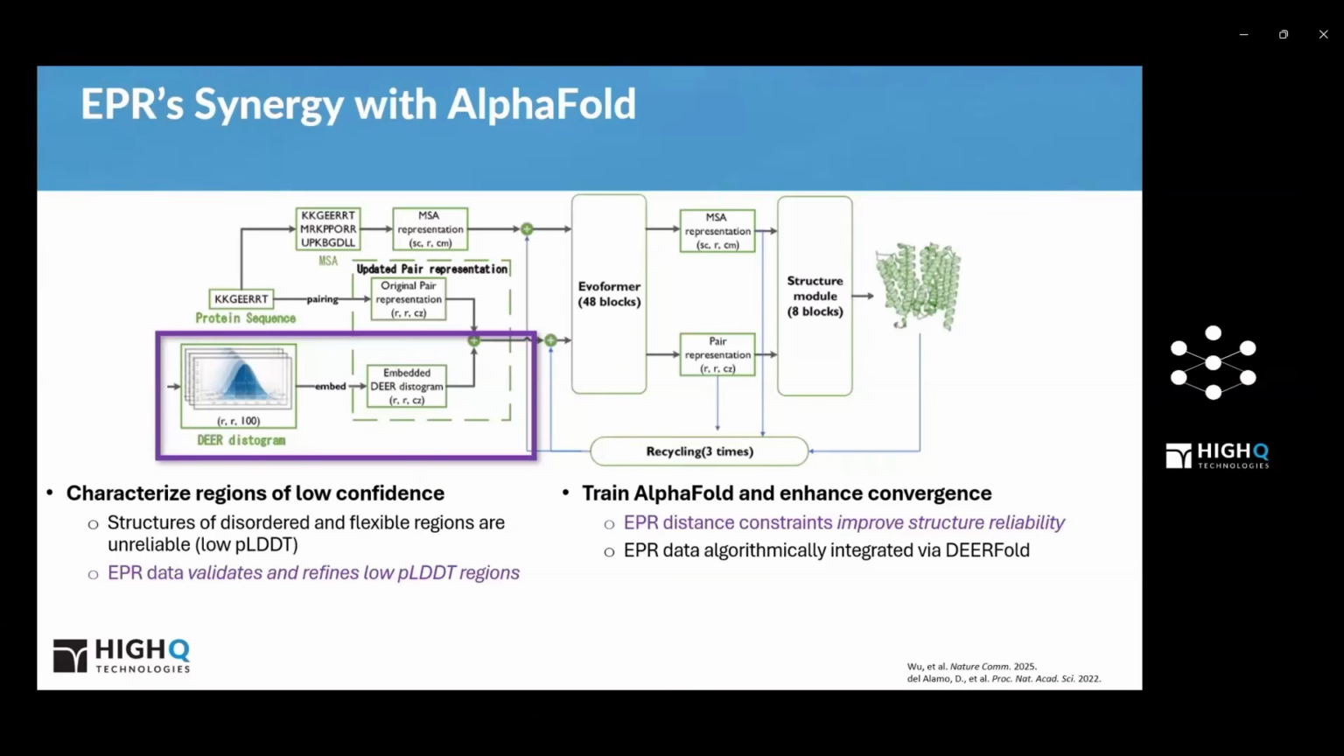You can also use EPR distance measurements in something developed called DeerFold to help spit out or generate a wider range of different conformations. AlphaFold is generally good at giving you a structural prediction, but is not great at giving you conformational ensembles. But Deer constraints can be used in conjunction with AlphaFold algorithms in order to help generate those missing conformations. So there's a lot of nice synergy with AI prediction as well.